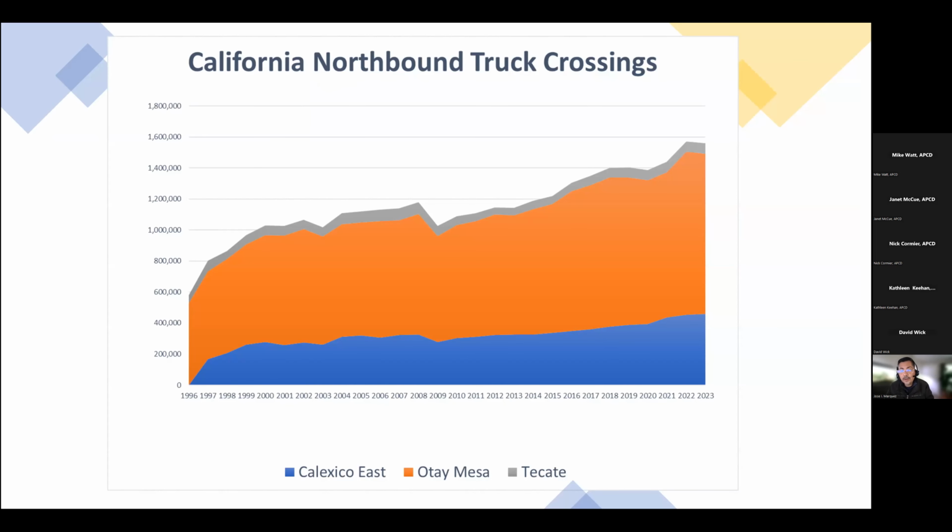And as you know, northbound commercial truck crossings have grown considerably in the last 20 years. Back in 1996, about 580,000 northbound crossings crossed the border at the California and Baja California border. Now it is over 1.5 million northbound crossings. Since 1996 to 2023, the number of trucks crossing the border has grown 3 times.